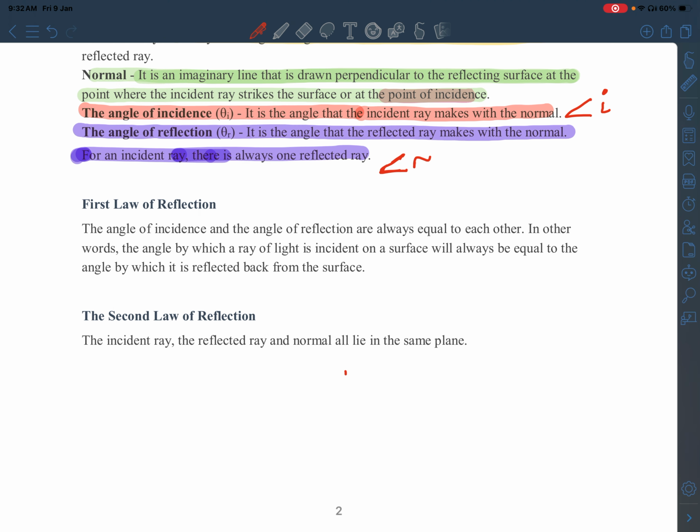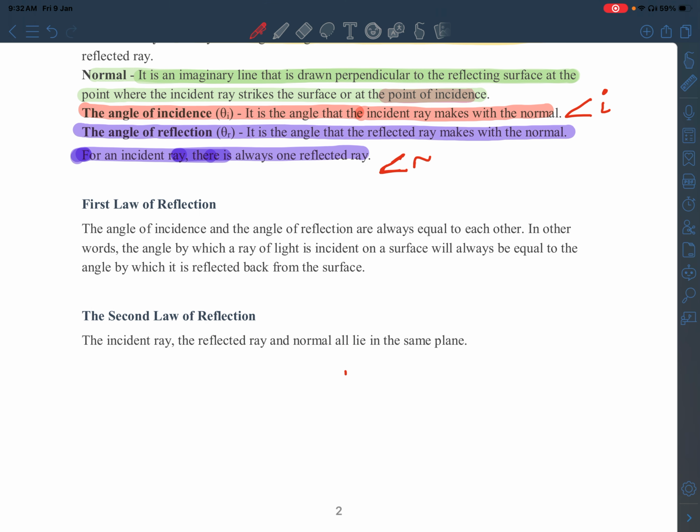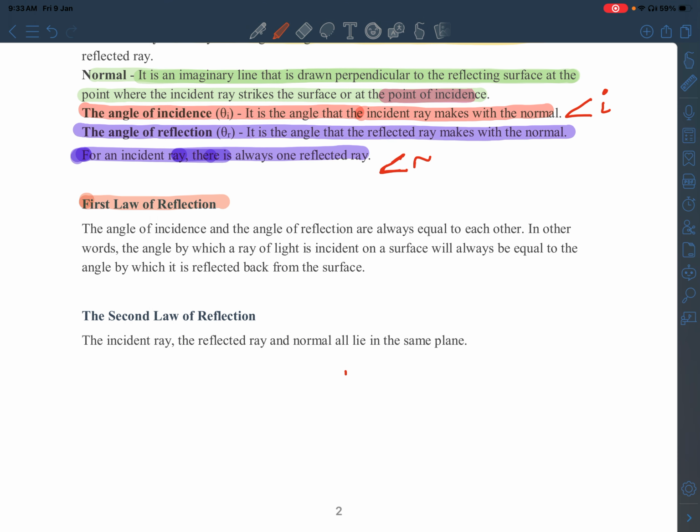Now the first law of reflection: the angle of incidence and the angle of reflection are always equal to each other. This is the main and key point.